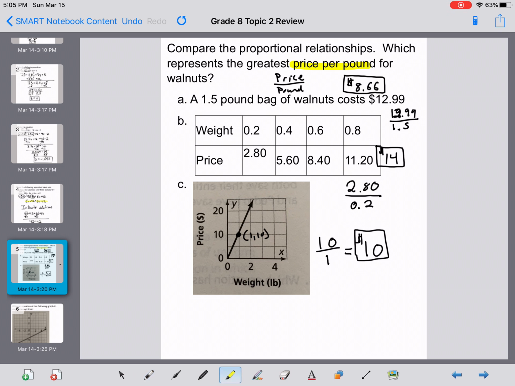So now I have my three costs. Option A is $8.66 per pound. Option B is $14 per pound. And option C is $10 per pound. The problem wants to know what is the greatest price per pound. The greatest price is option B because that is the highest number.